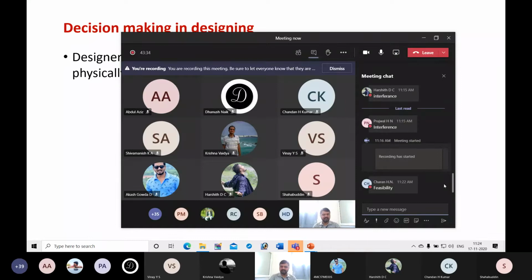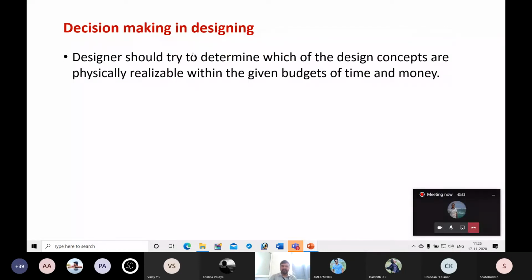You may have a design, you may look into a modern technology, but whether that modern technology is accessible for the company, considering the cost and other constraints. So you have to evaluate. In summary, physical realizability means whether it is possible to convert a design into a physical product. That is physical realizability.